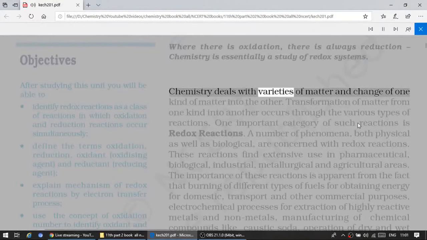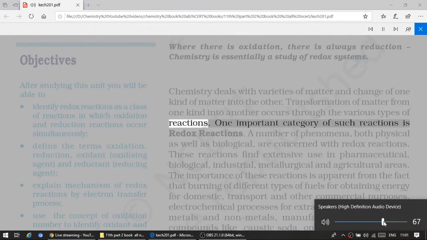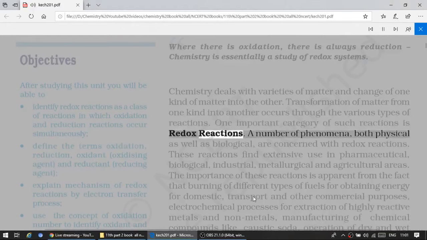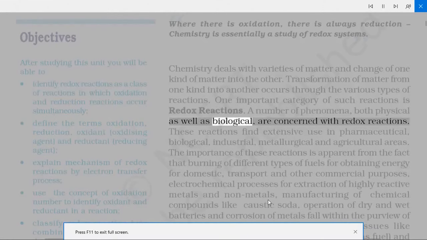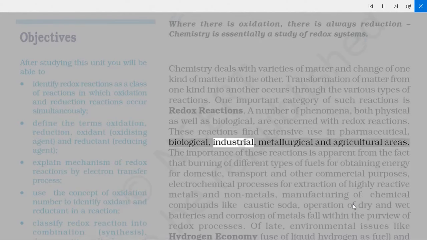Chemistry deals with varieties of matter and change of one kind of matter into the other. Transformation of matter from one kind into another occurs through the various types of reactions. One important category of such reactions is redox reactions. A number of phenomena, both physical as well as biological, are concerned with redox reactions. These reactions find extensive use in pharmaceutical, biological, industrial, metallurgical and agricultural areas.